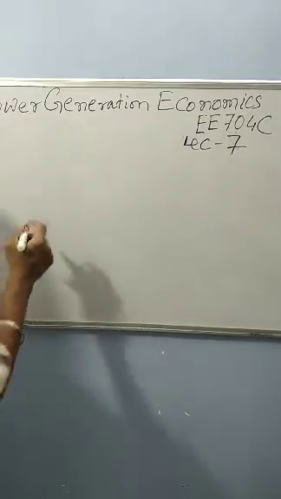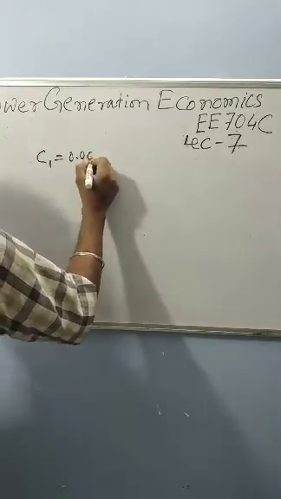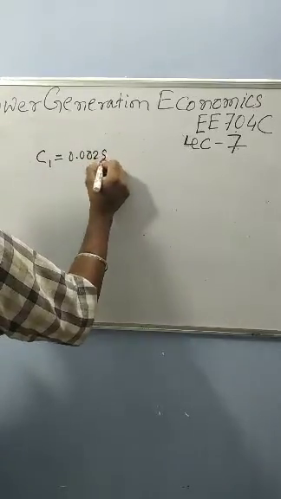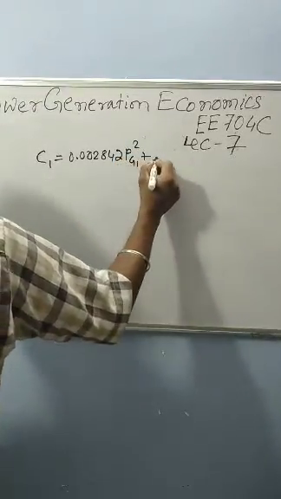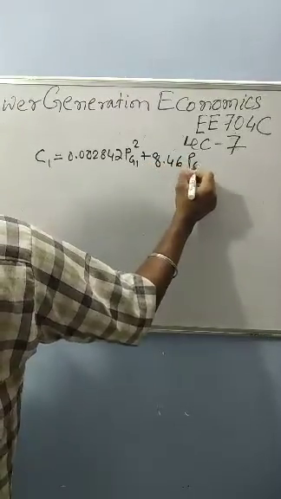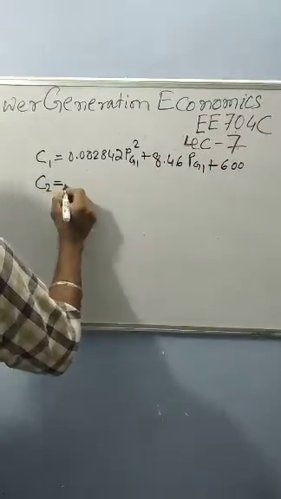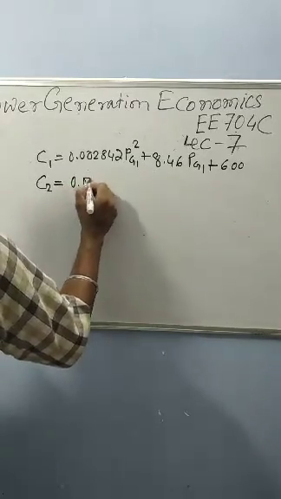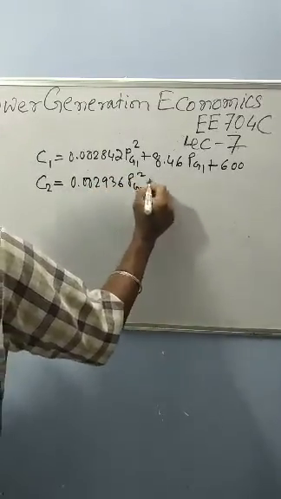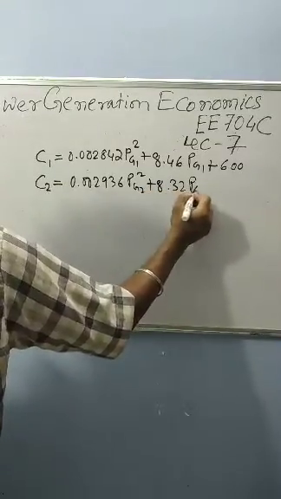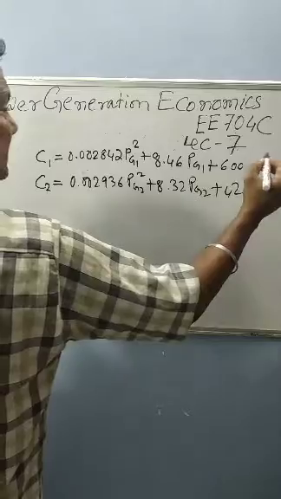Now, if our 3 units are like this, the cost function of the first unit, if it is given like this, is 0.002842 Pg1 square plus 8.46 Pg1 plus 600, and the cost function of the second unit, 3 units are there, is 0.002936 Pg2 square plus 8.32 Pg2 plus 420. So all these are in rupees per hour.